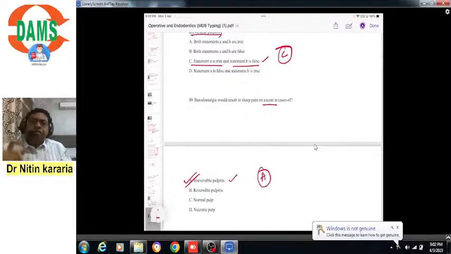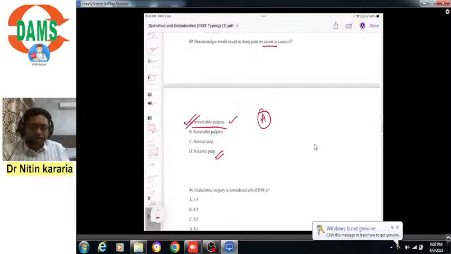Necrotic pulp usually does not typically show barodontalgia. Barodontalgia means pain due to change in pressure. Low atmospheric pressure, high pulpal pressure is barodontalgia. Irreversible pulpitis is a better option. Please do not be confused with necrotic pulp.